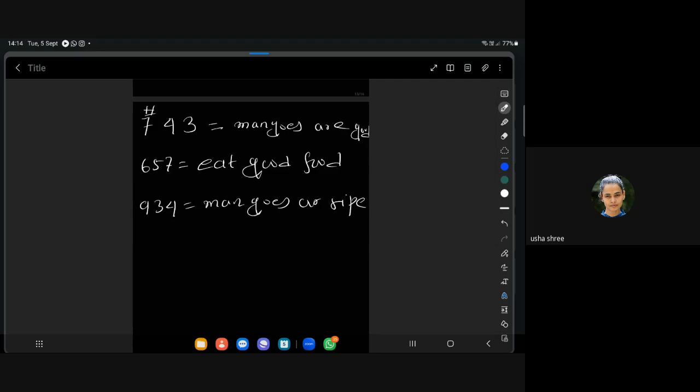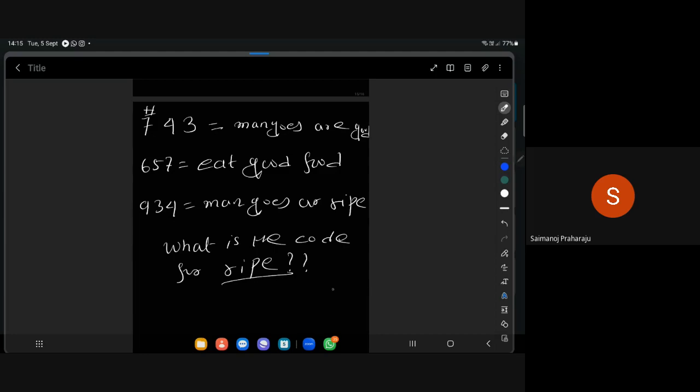Next, they have given another code that 657 means eat good food. This is the question actually. Then 934 means mangoes are ripe. Now they have asked, if we can code this sentence with this number, then what is the code for ripe? What is the code for ripe? 9. Okay, one answer is 9. Okay, I'm assuming it is 9.